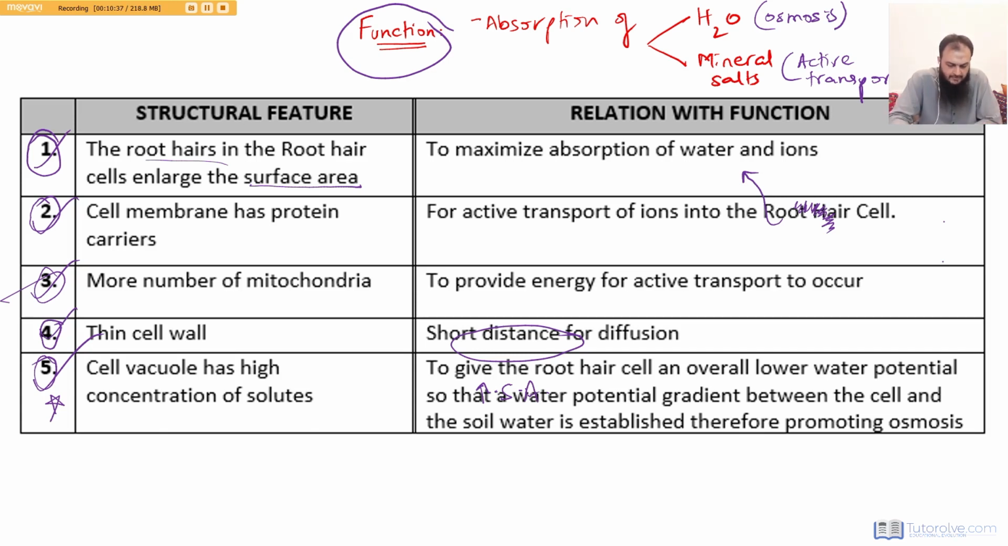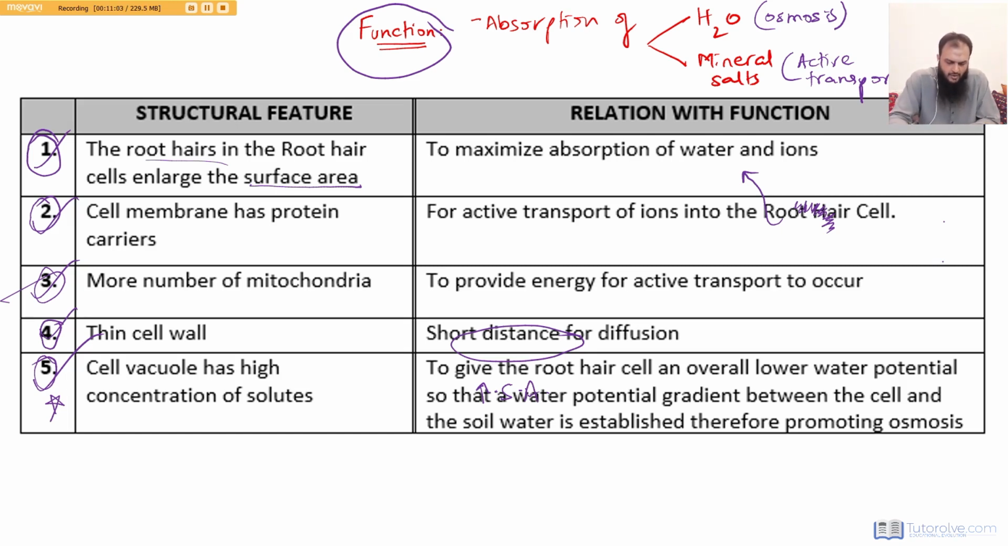Point number 2, the cell membrane has protein carriers. What those protein carriers do is that they aid in active transport, which again we'll talk about in detail in topic number 2. But it simply means that it's a movement of substances across the cell which requires energy. And of course, for that, we need protein carriers, which are present in a living cell membrane.